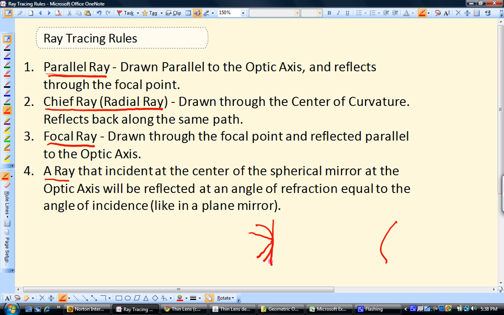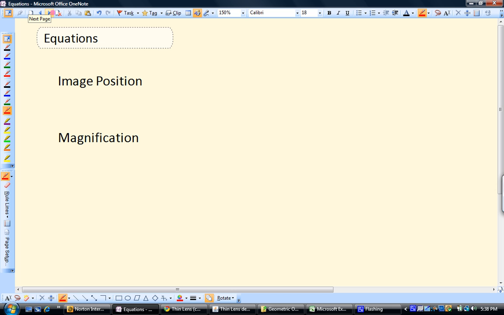The equations that you want to know, for the image position, it's always going to be true that 1 over the focal length is equal to 1 over the distance to the object plus 1 over the distance to the image. Sign conventions are important here. Remember, an image that's on the same side as the object will be positive, and an image that's on the opposite side will be negative. Focal lengths for concave mirrors are going to be positive, and focal lengths for convex mirrors are going to be negative.